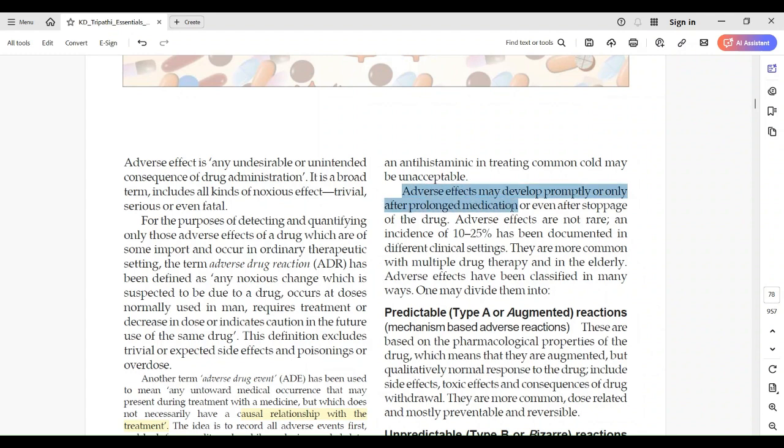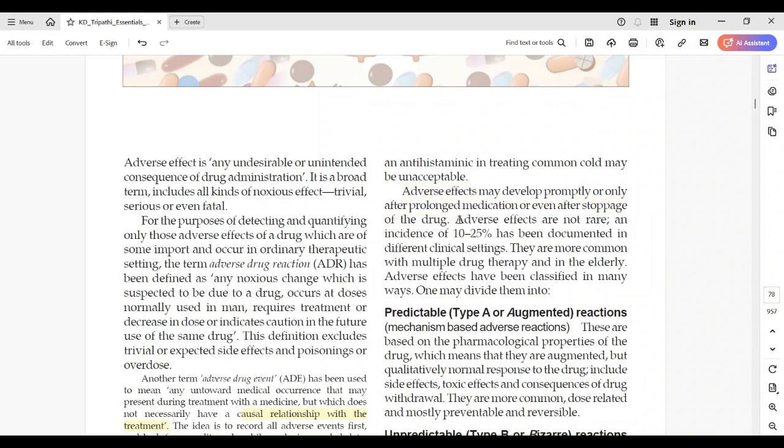Adverse effects may develop promptly, or only after prolonged medication, or even after stoppage of the drug. Some adverse effects we see immediately, within a few hours or a few days after taking the drug, but some take a prolonged time to show their effects, and some show the effect when we stop taking the drug. That is called withdrawal symptoms. Okay, drug withdrawal symptoms.